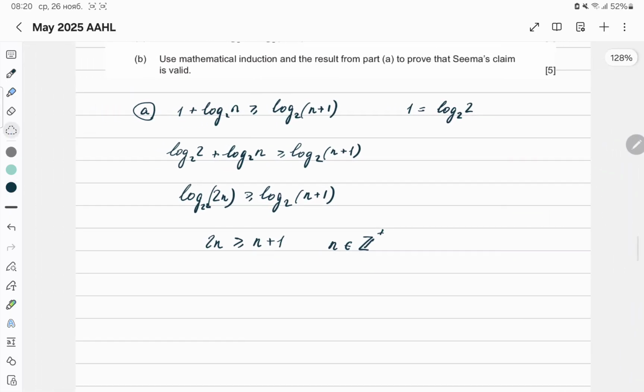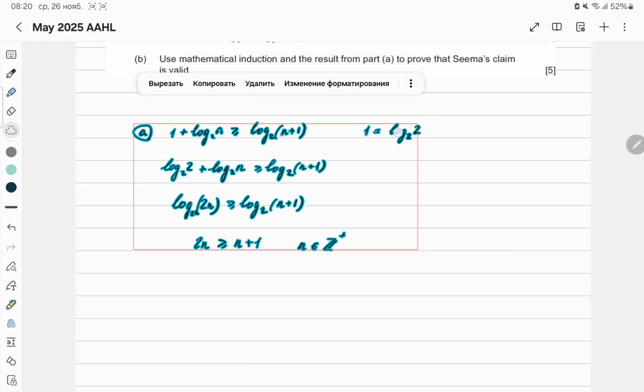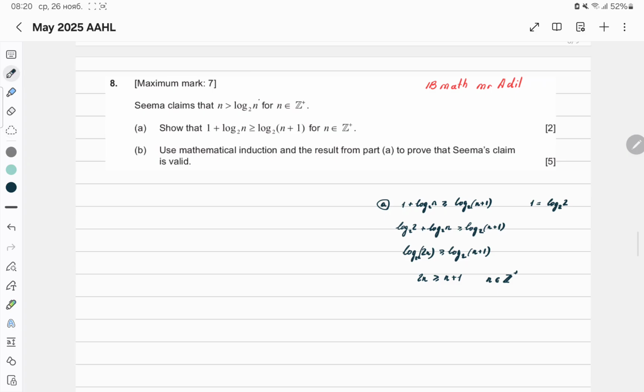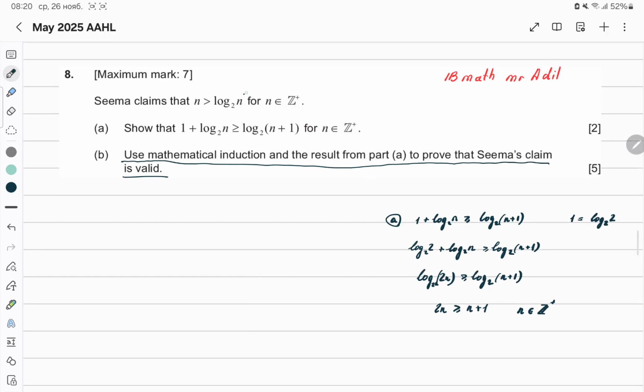And now let's put this right somewhere here on the right side. And our main focus is part B. It's 5 marks, and it says use mathematical induction and the result from part A to prove that Simon's claim is valid. Well, Simon's claim is this one. Okay, so we have to prove that this claim is valid. This inequality is true. Okay, let's do that.